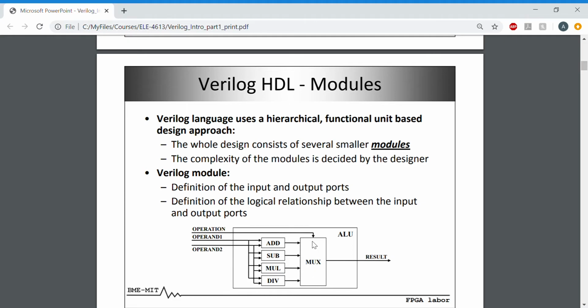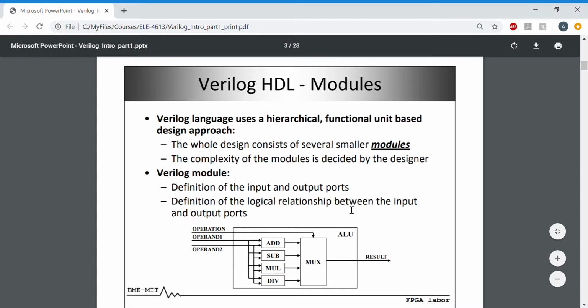So you have the ALU that has the add, sub, multiply, and divide, and then you have a mux, and then you get the result. So here you are deciding about the operation, and then you have the input for the operands, right? A Verilog module has a definition of the input and output ports, and a definition of the logical relationship between the input and output ports.